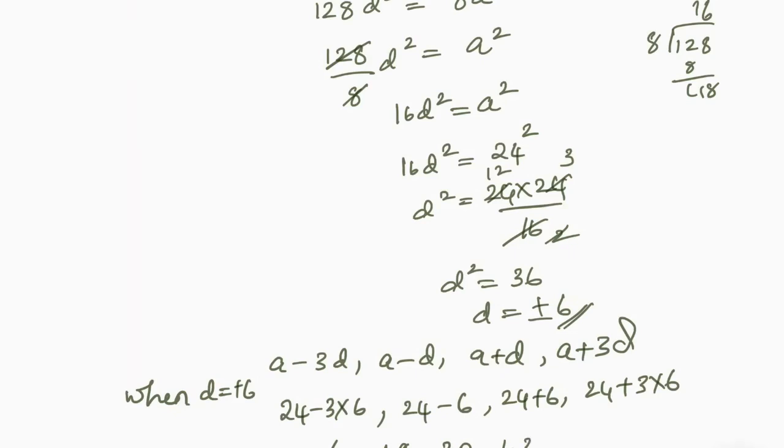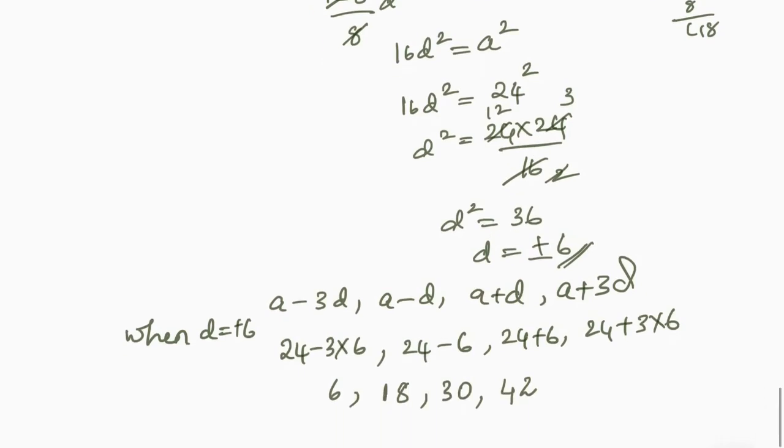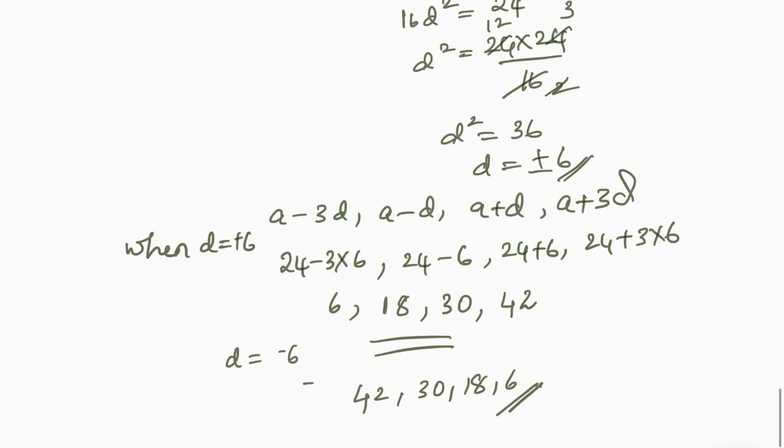Okay, so you're getting the numbers as 6, 18, 30 and 42. If you take d as minus 6 also, you'll get them the other way. D is equal to minus 6. So you'll get the answer as 42, 30, 18 and 6. Hope it's clear to you all.